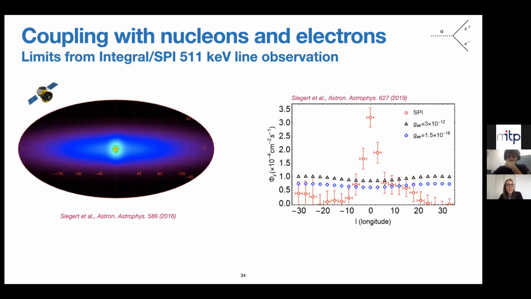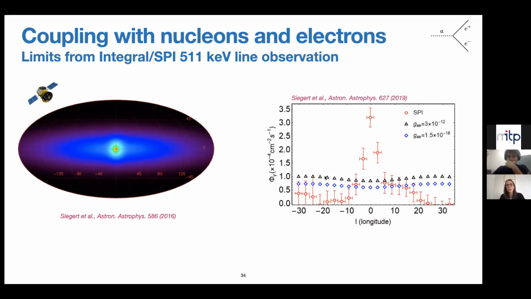So the 511 keV line is a very specific signal, which is nowadays still a mystery in high-energy astrophysics, because it's a signal which is peaked towards the galactic center, and you can also see that in this longitude profile of the signal, where you can see that the data are peaked towards the galactic center. And what we exploited was the fact that for galactic supernovae, you instead have a much shallower signal.